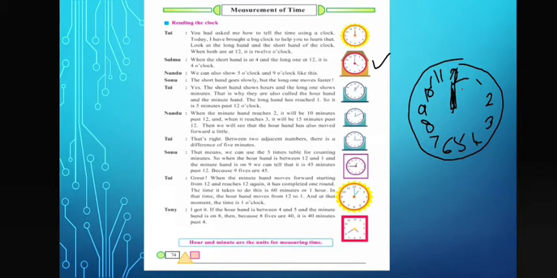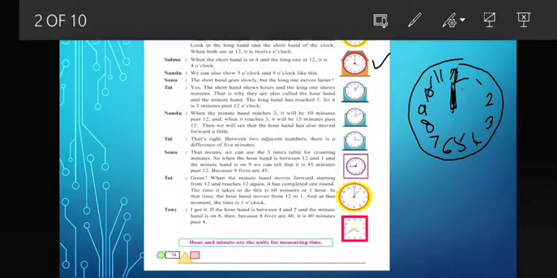If it is at ones place, then it is 5 minutes past 12. If it is at twos place, then it is 10 minutes past 12. If the minute hand is at threes place, it is 15 minutes past 12, because 12 बज के 5 मिनट, 12 बज के 10 मिनट, 12 बज के 15 मिनट.